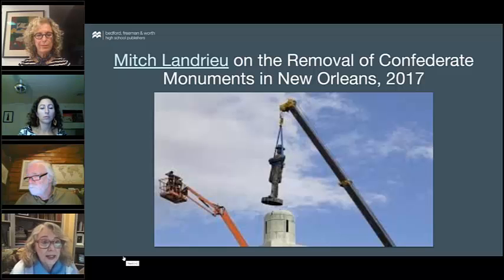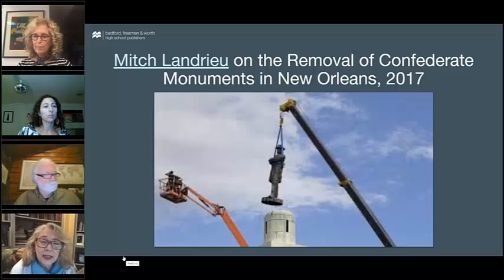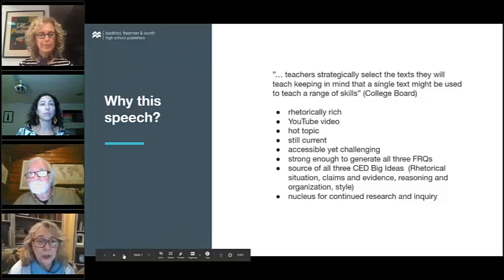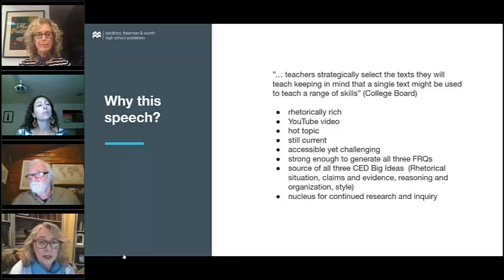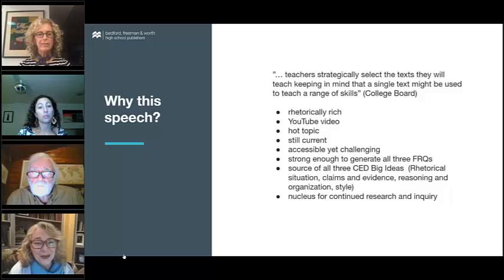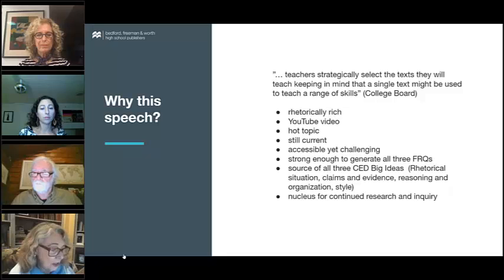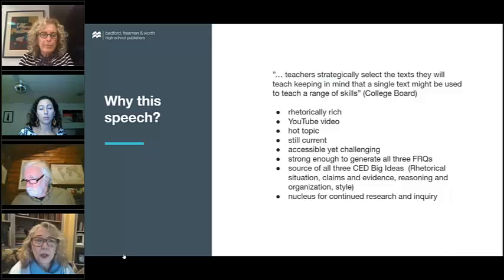Megan, could I go to the next slide, because I want to talk a little bit about procedure. One of the things the College Board suggests in their course design is that teachers should strategically select the text they will teach, keeping in mind that a single text might be used to teach a range of skills. I bring this up because the Mitch Landrieu one is long. As you think about how you use TLC, and Megan and Robin are currently doing that and have done it for a while, they can certainly jump in here. But the notion of choice comes up so much: which text do you use?